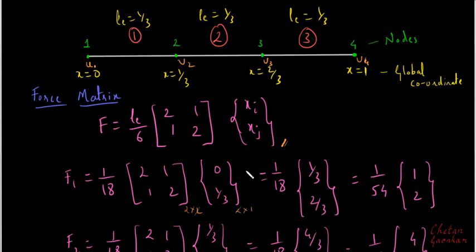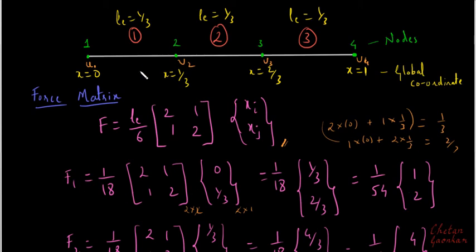And then if the same thing happens here, if I multiply this with this, this will become 2 multiplied by 0 plus 1 multiplied by 1/3, and then this will become 1 by 3. That is what I have written here. And then if I multiply this with this, this will become 1 multiplied by 0 plus 2 multiplied by 1/3, which will give me 2 by 3. That is what is written here. And then if I bring this 3 out common, I will have to multiply it by 18, and this will give me 1 by 54 times 1 and 2. So this is what I get for element 1.